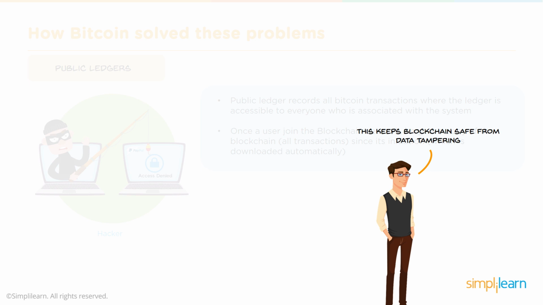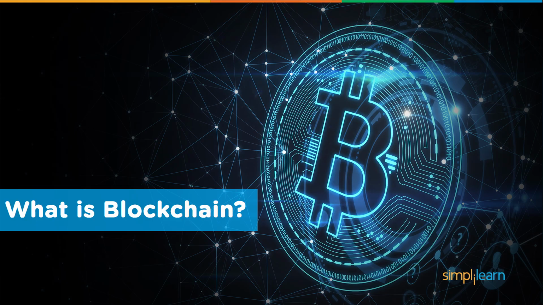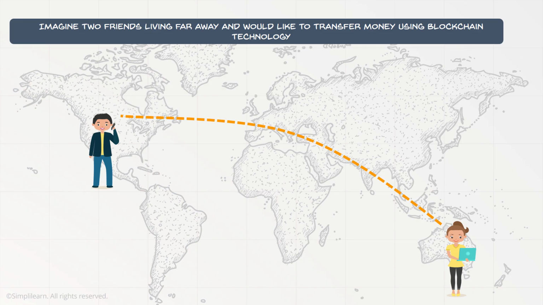Even if a hacker tries to hack one block, they would have to change the entire subsequent chain ahead of this block, which will require a huge amount of computation power in order to make the changes across all the blocks, which is next to impossible. Now, what is blockchain? Imagine two friends living far away who would like to transfer money using blockchain technology.